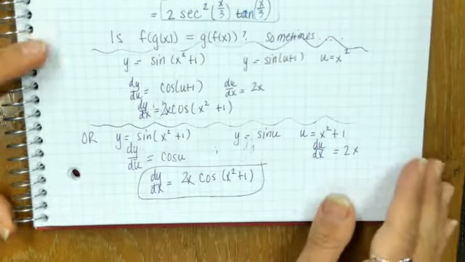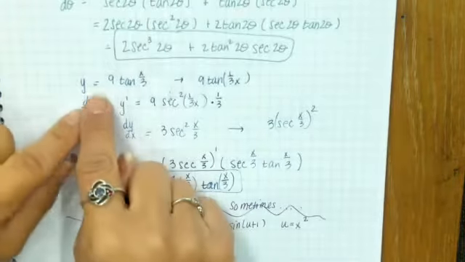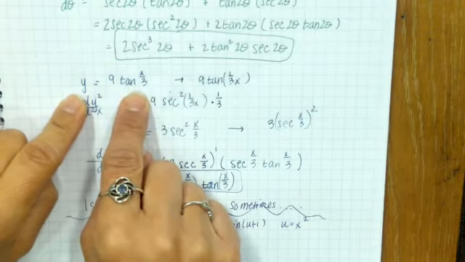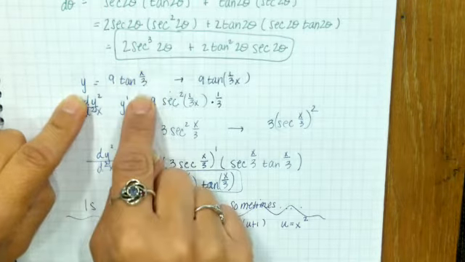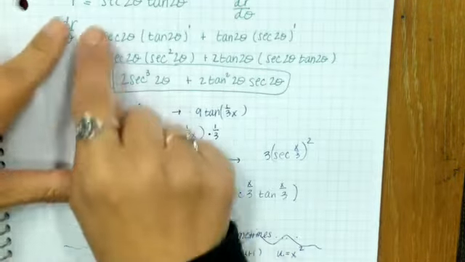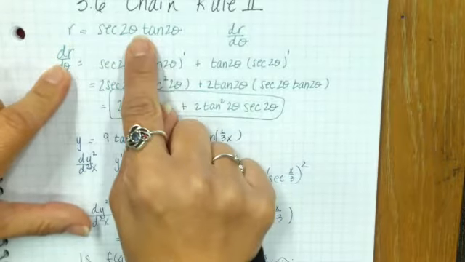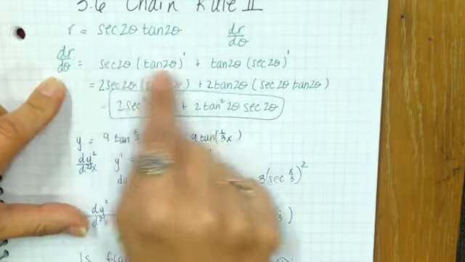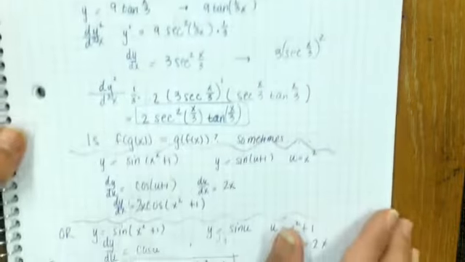Okay. So earlier I had said I can differentiate y with respect to x because the variable in the function is x. And here I can differentiate r with respect to theta because the function is r and the variable is theta. So what happens when I want to differentiate a function with respect to a variable that is not part of the function?